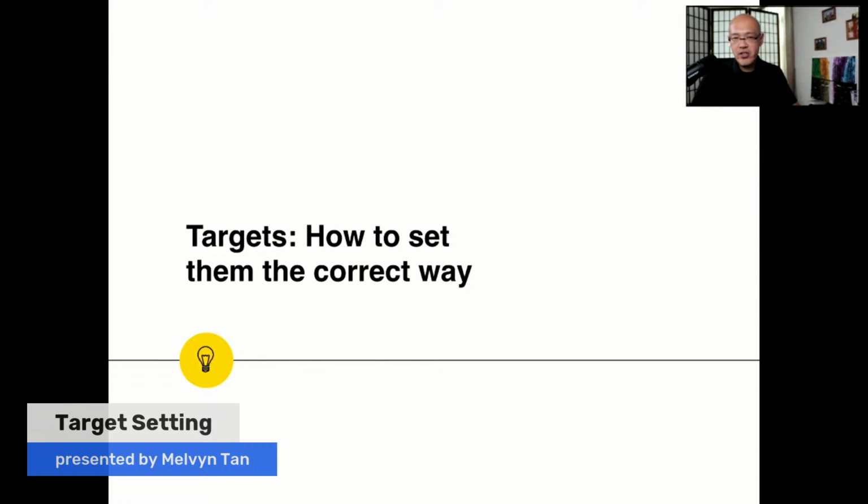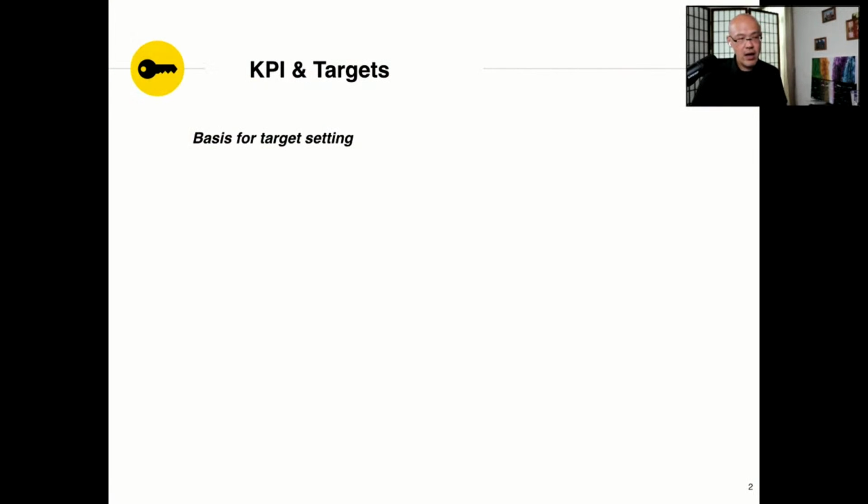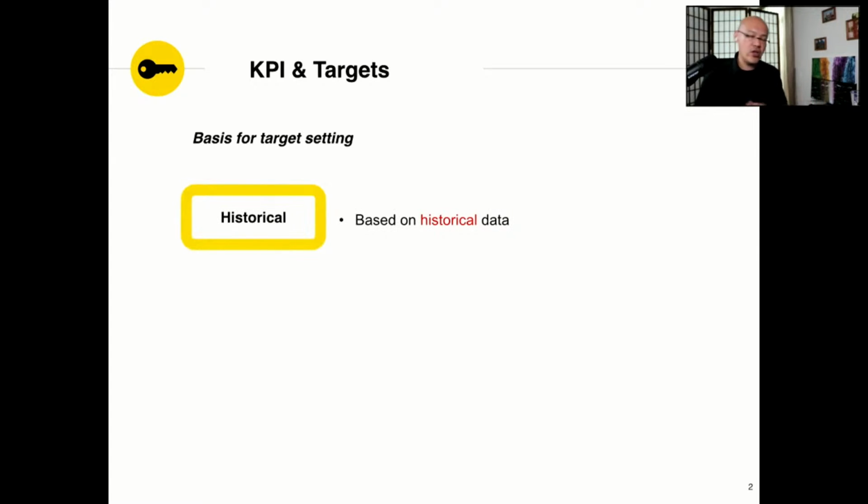And I would just like to mention that the same process can be applied for target setting for school, for students, and for other goals as well. So when it comes to target setting, essentially you want to ask yourself this question: what is my basis for setting target? Right? And there are three types of basis that you can look at when you are setting target for your KPIs. The first one is what we call historical, and that's looking at past data.